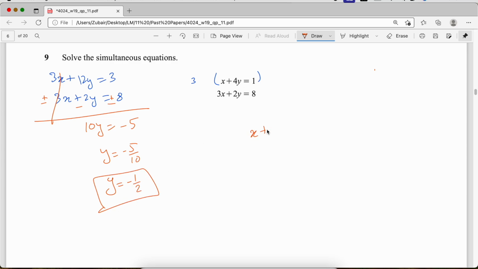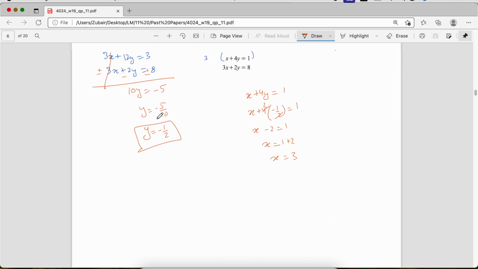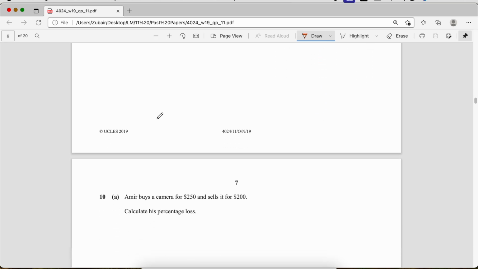Choose any equation. x plus 4y is equal to 1. x plus 4 times negative 1 by 2 is equal to 1. 4 times 1 by 2, x minus 2 is equal to 1. x is equal to 1 plus 2, x is equal to 3. The requirement of the question is being fulfilled. x is 3 and y is negative 0.5. But you can check in the exam by substituting the values back in the equation.